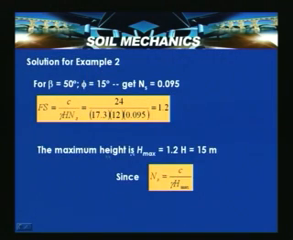So, the maximum height H max, which is the critical height, is 1.2 times H, the actual height which is given in the data. Once this 15 meters is reached, the slope attains a factor of safety of one, that is, the critical height, since the stability number is equal to C by gamma H max.